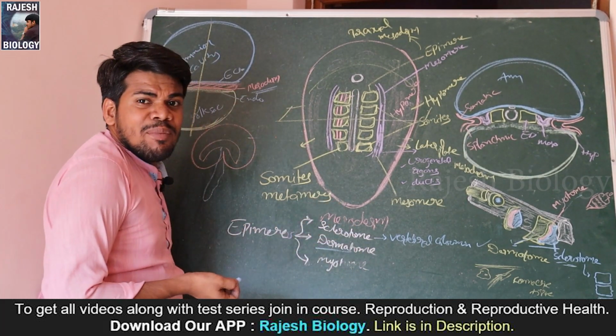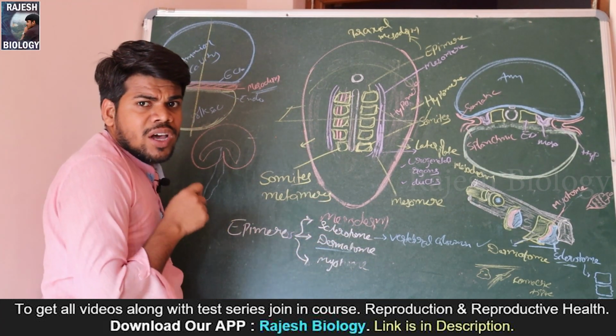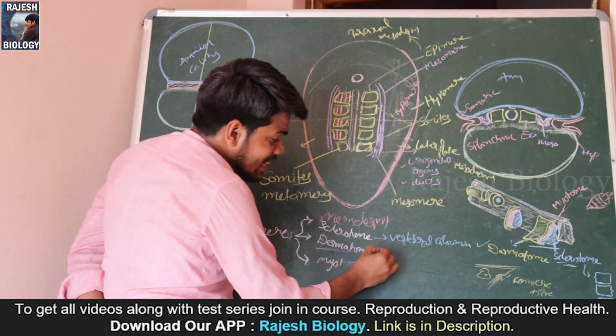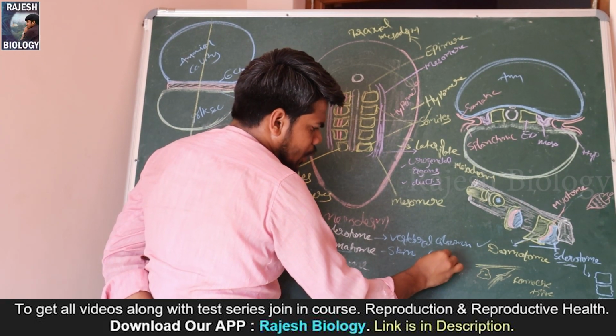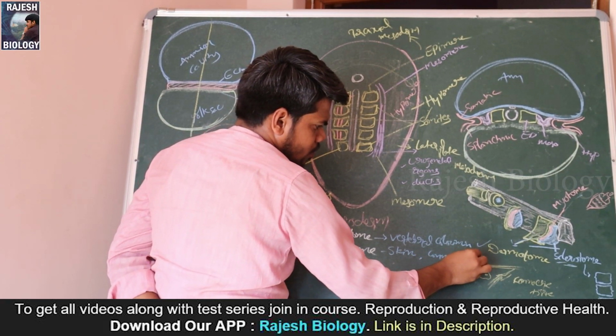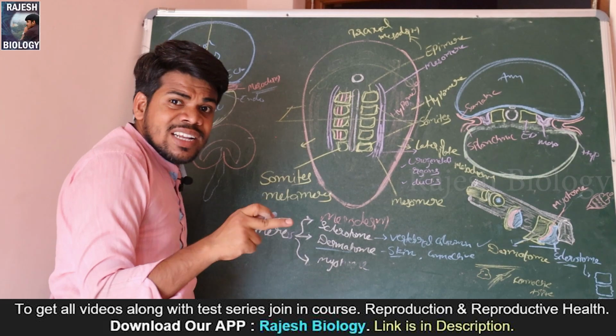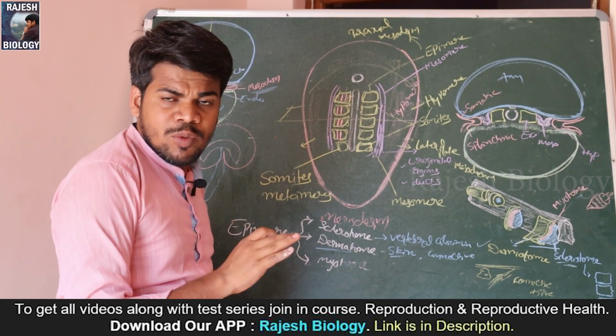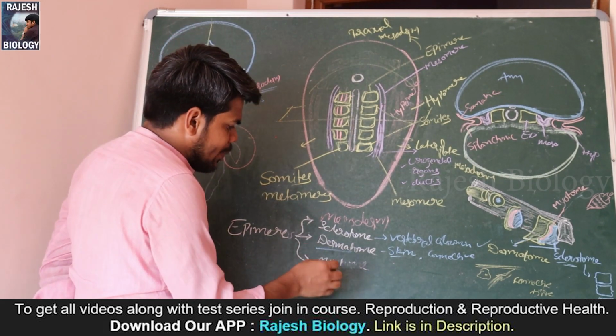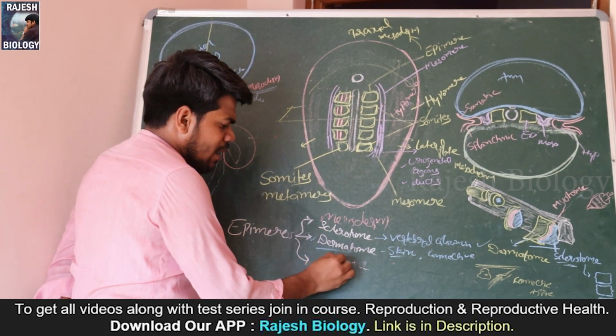Dermatome. The name itself indicates that from this part of the epimer, skin is developed. Skin and some connective tissue. Skin means the cutaneous and subcutaneous layers also. The cutaneous layer, the subcutaneous layer, and some amount of connective tissue are developed from the dermatome.